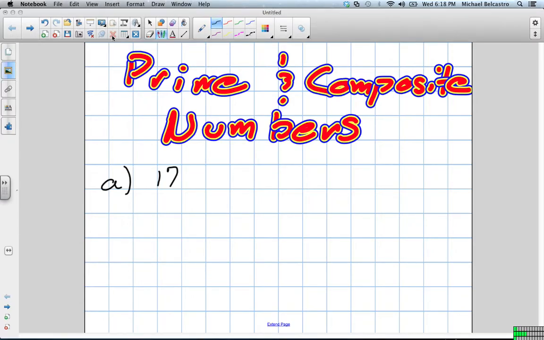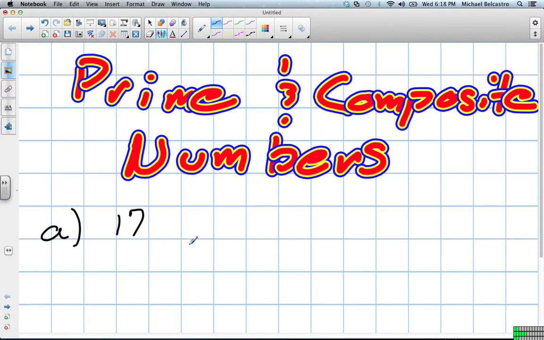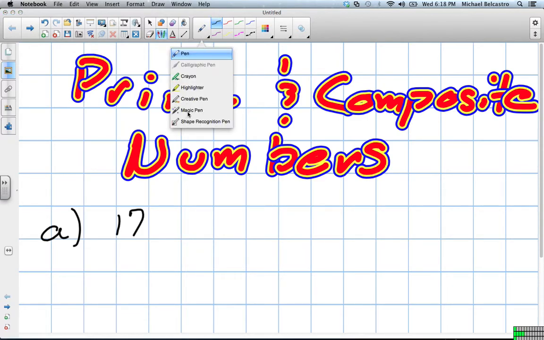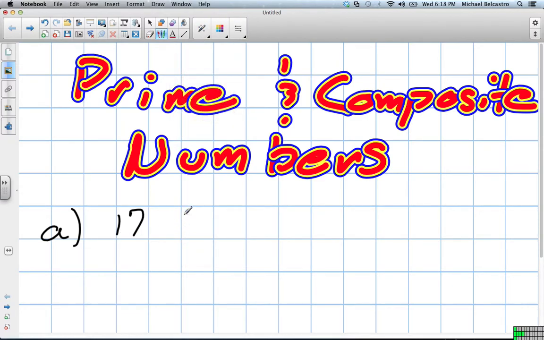So let's go over prime and composite numbers. The first number we have is 17. What we're going to do is look for numbers that go into 17. Now 1 obviously goes into every number, right? If I were to divide 17 by 1, what would I get? 17. Yeah, that's right. So that's technically a list of factors. So right away, I have 1 and 17.